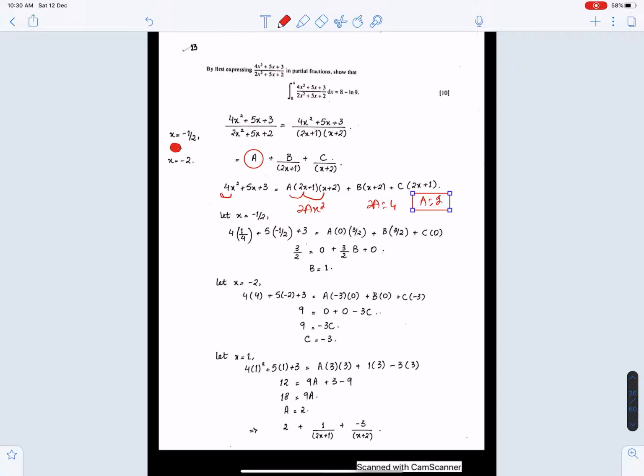Well, for b and c, you just need to substitute these values one by one. So by substituting x equals minus half, we can get the value of b, which is 1. And then we just need to substitute minus 2 to get the value of c. This is the value of c.